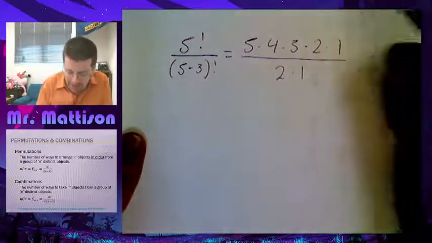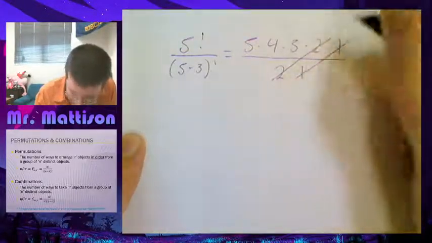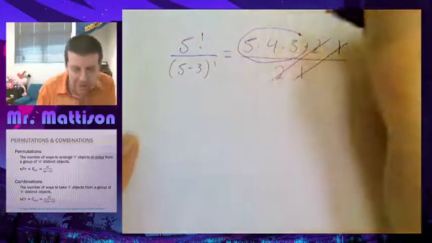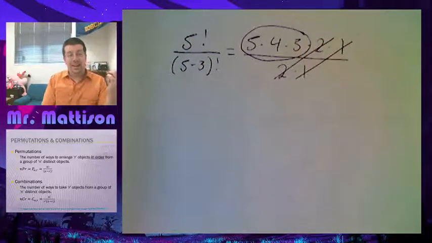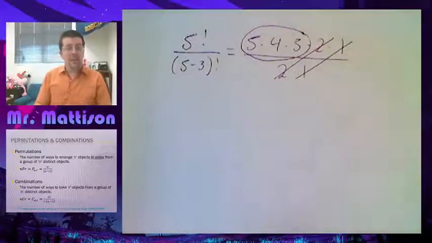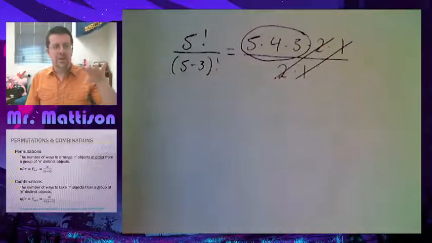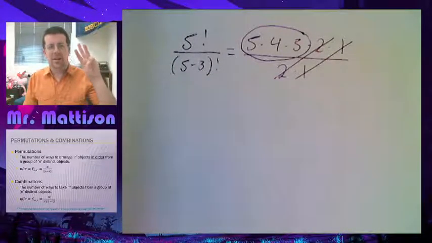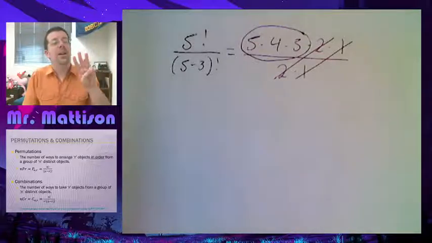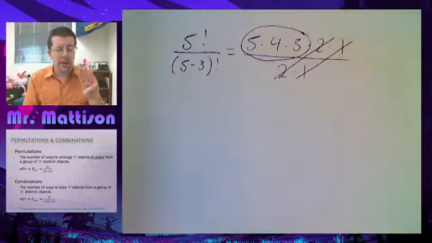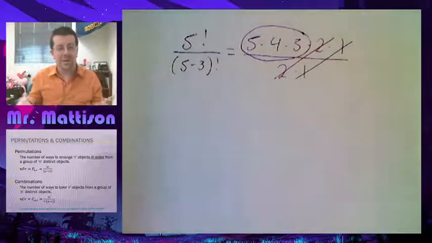So mathematically, my 2's cancel and my 1's cancel, so all I do is 5 times 4 times 3. Because if I think about that, in my race, I have 5 options for first place, 4 options for second, 3 options for third. And I don't care about any other combinations there, so then I'm done. 5 times 4 times 3.